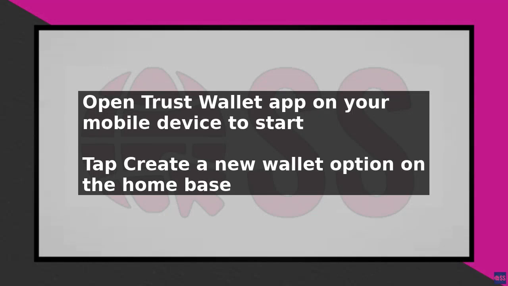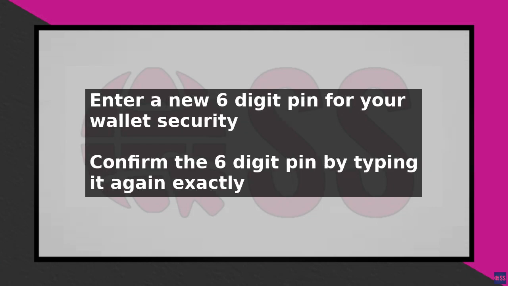To create a new multi-chain wallet on Trust Wallet, start by opening the app on your mobile device. Upon opening, you'll see the home base, where you'll need to tap on the Create a New Wallet option. Next, create a new password for your wallet, remembering that it must be a 6-digit PIN, not 4-digit.